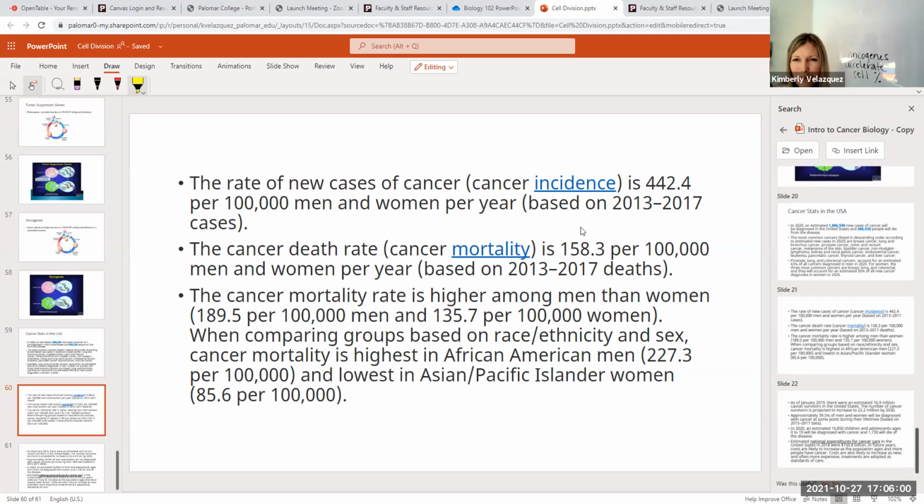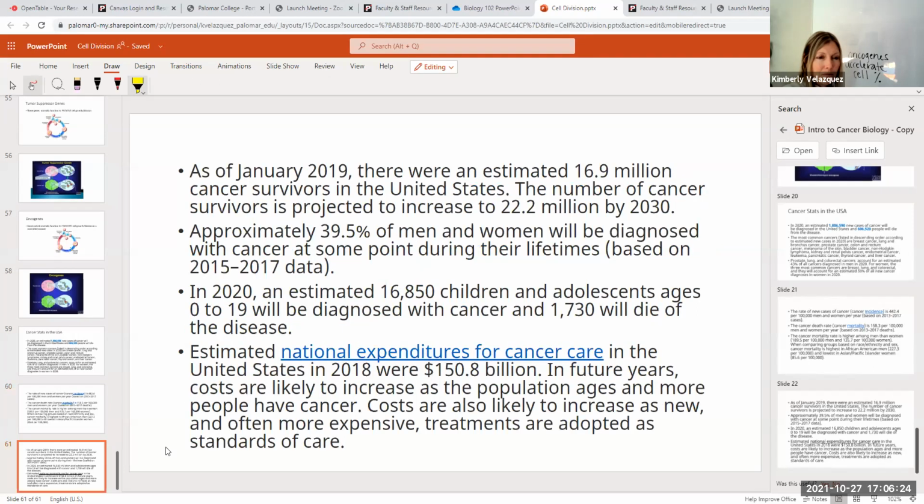So you can just read those stats. I won't test you on these stats. I'll never ask you specific numbers like this because of course they're changing every day, right? But I just think it's important to kind of have an awareness of this. The cancer mortality rate is slightly higher among men than women. And ethnicity affects cancer rates in the United States as well.